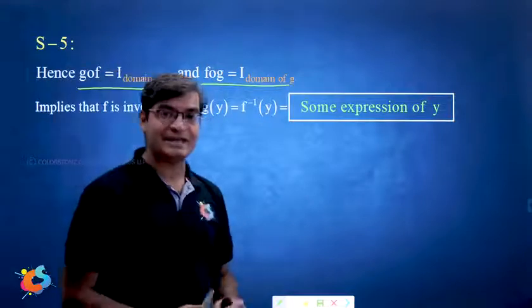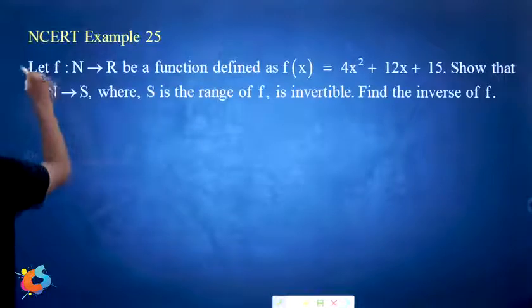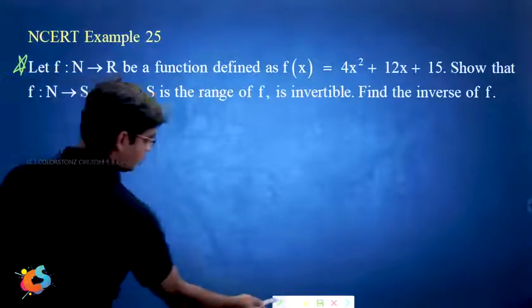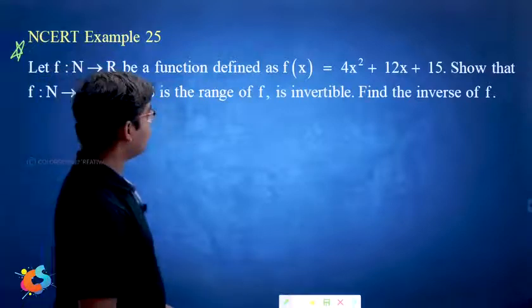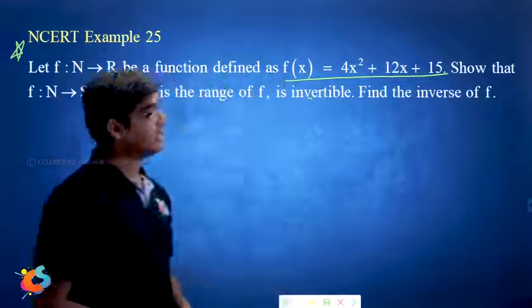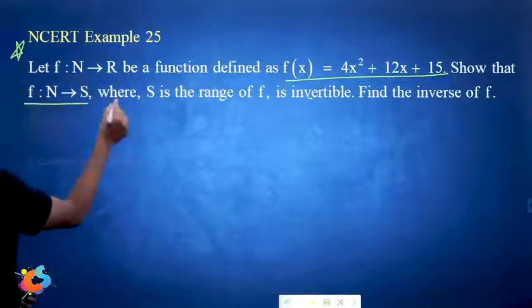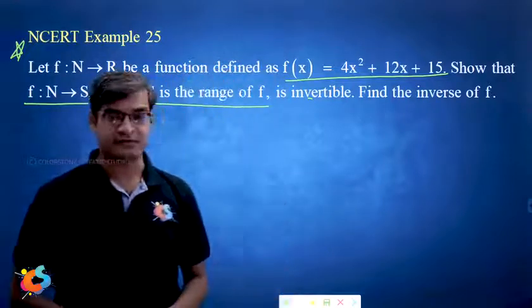Okay, so let us take one more question, and this is more important than the previous question. Let f maps from N to R be a function, f of x is equal to 4x square plus 12x plus 15. Show that f maps from N to S, where S is the range of the function, is invertible. Find the inverse of f.